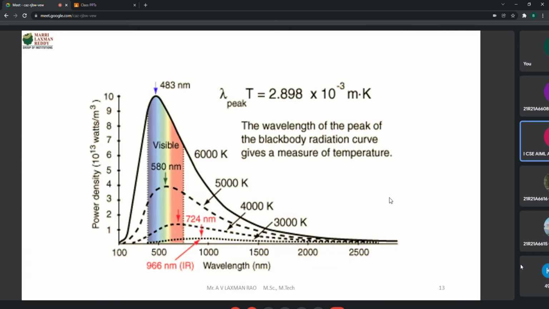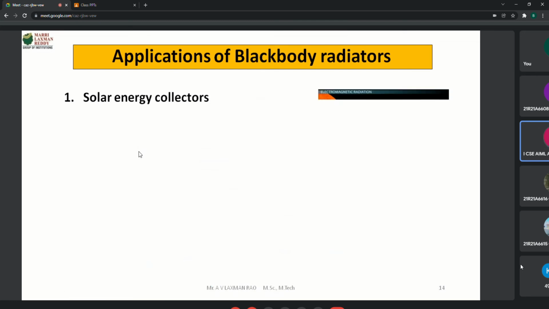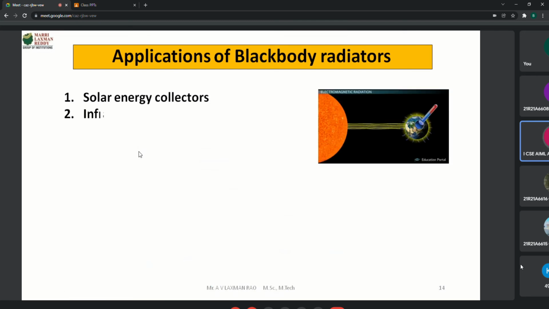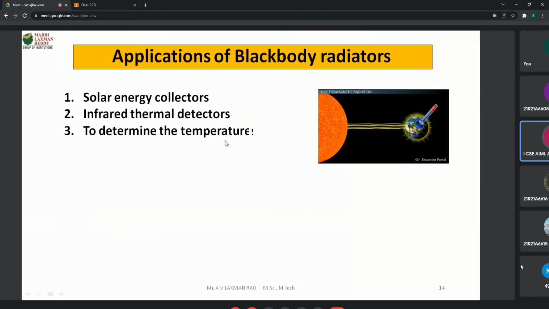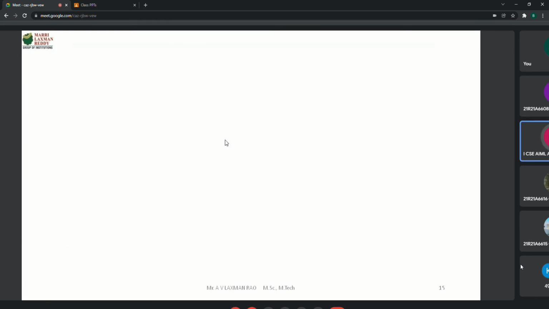This is the answer for the first question given under the short answer questions. Now, applications of the black body radiator. One or two applications are enough. We can use it as solar collectors, energy collectors, and infrared thermal detectors, and to measure the temperature of far-away objects. Those can be taken as the applications.